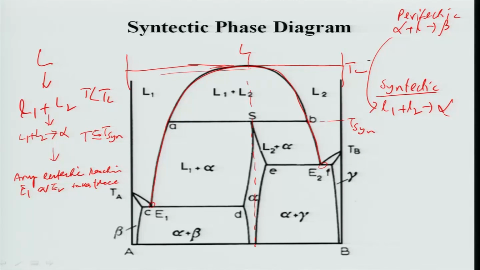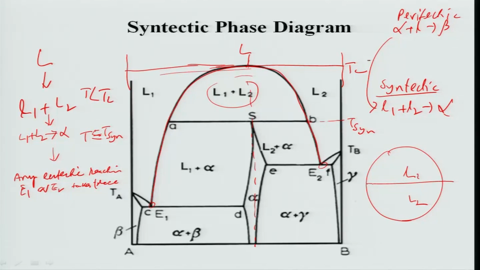You can see here this alloy below Tc will separate into L1 plus L2. So, below Tc it will have two liquids, L1 and L2, and both liquids will have different densities. Depending on density, either L1 will float or L2 will float. Let us suppose L1 floats on L2.